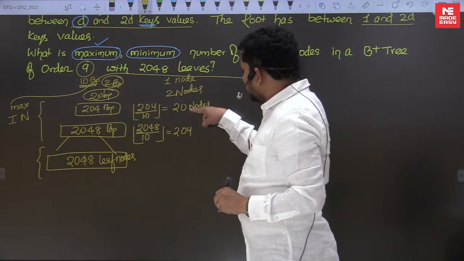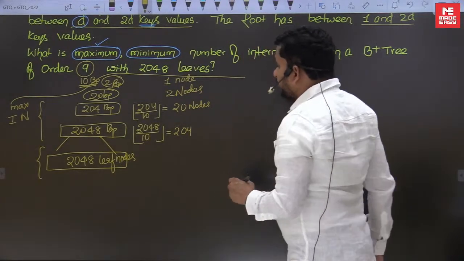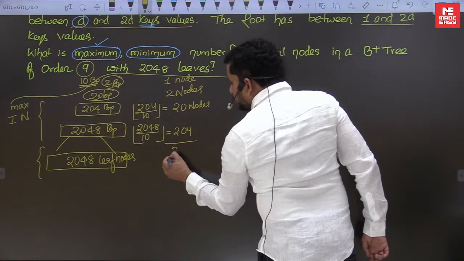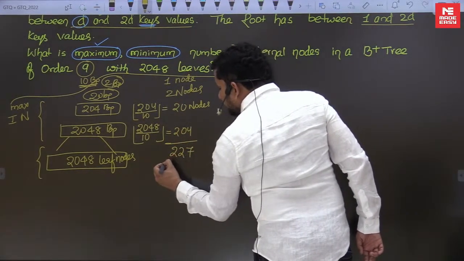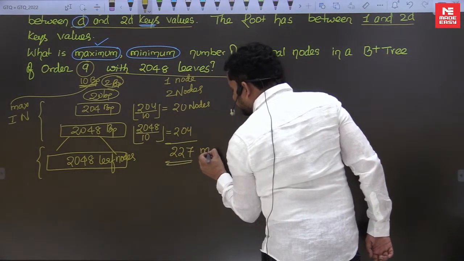So this is the maximum possible number of internal nodes. 2 plus 20 plus 204 gives 227, right? 227 is the maximum internal nodes.